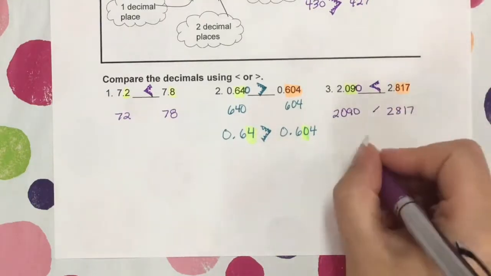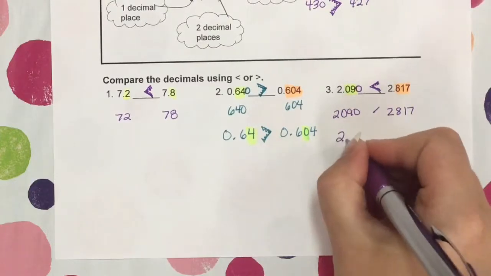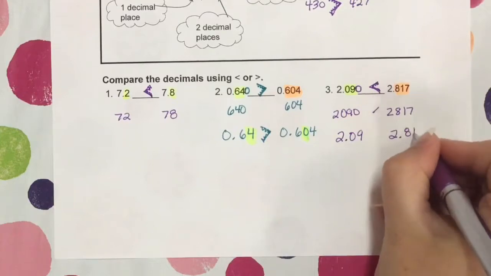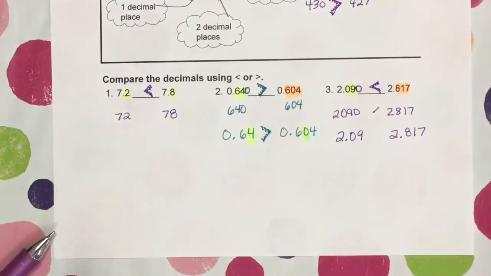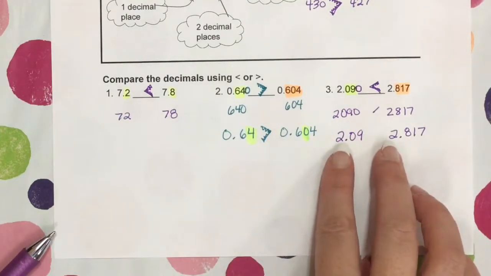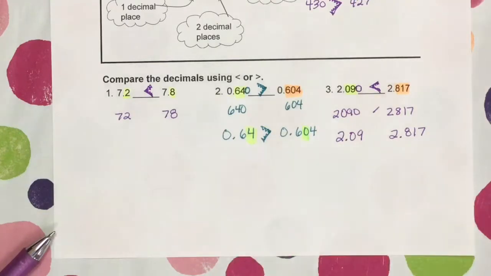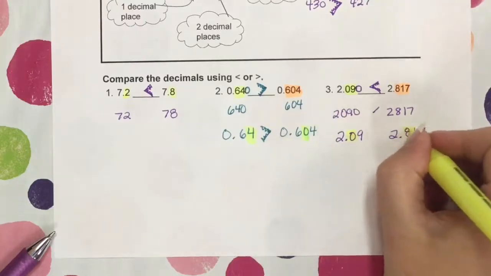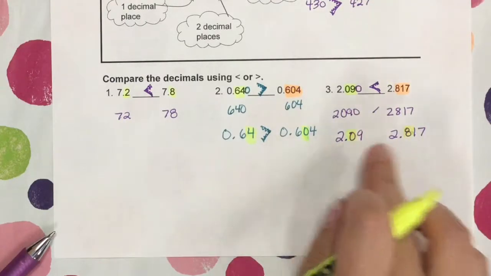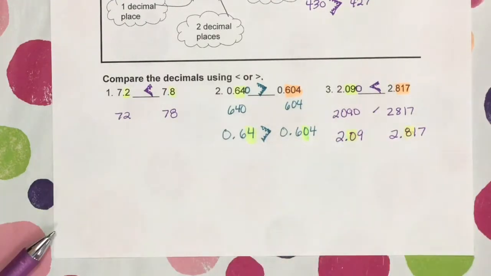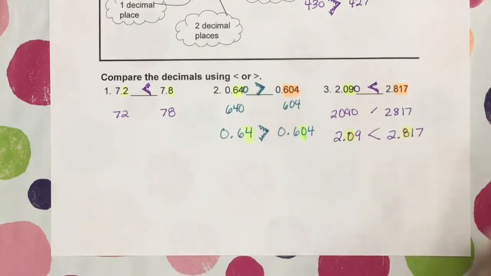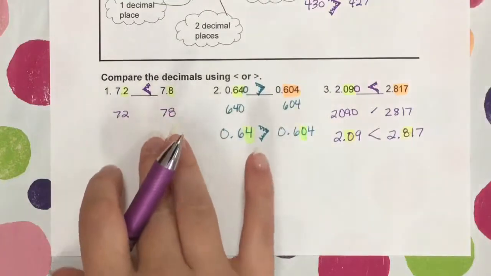If I was doing this problem, 2.09 and 2.817, I'm going to start at the beginning. I see that they have a 2 in common, but here in the tenths place, that's where they have something different. So I'm just going to compare the numbers in the tenths place. 0 tenths or 8 tenths? 8 tenths is bigger, so that means the alligator eats the bigger one. So, yeah, that's how I do those.